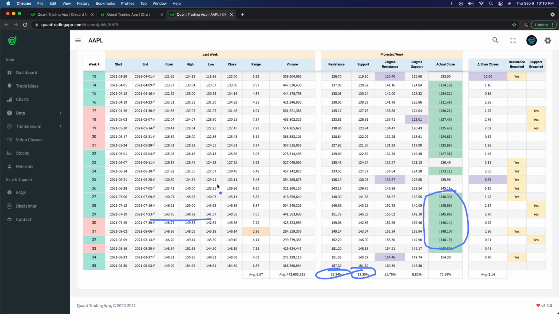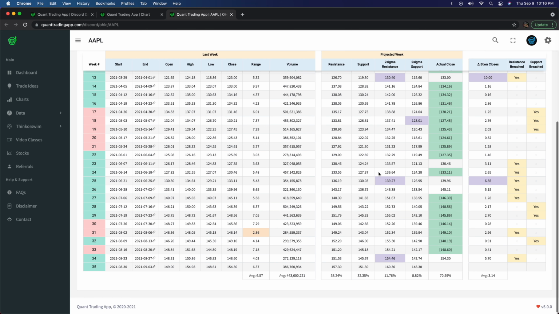So if this was supposed to be the support and this was supposed to be the resistance, and Apple opened here, it's saying that it touched this level, and then it closed right about here. So it closed in between these two levels, and that's why this part right here is showing up green. And it's saying so far for the year, 70% of the time Apple has closed in between its levels.